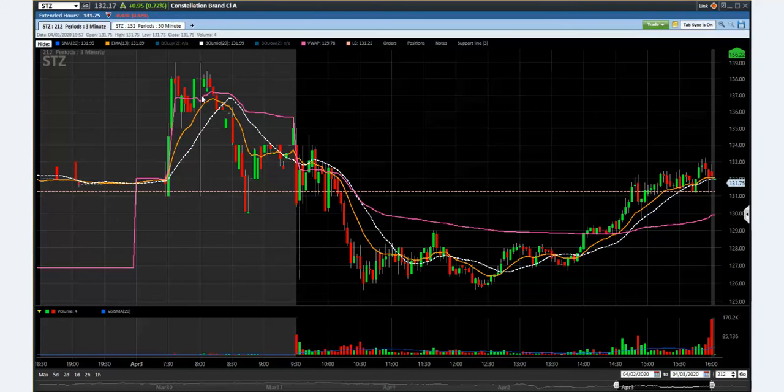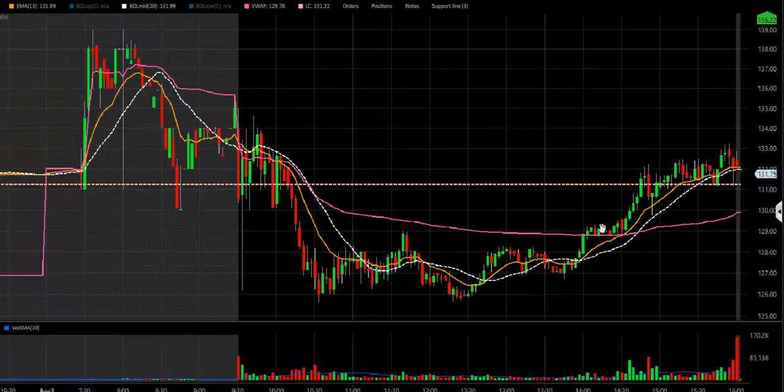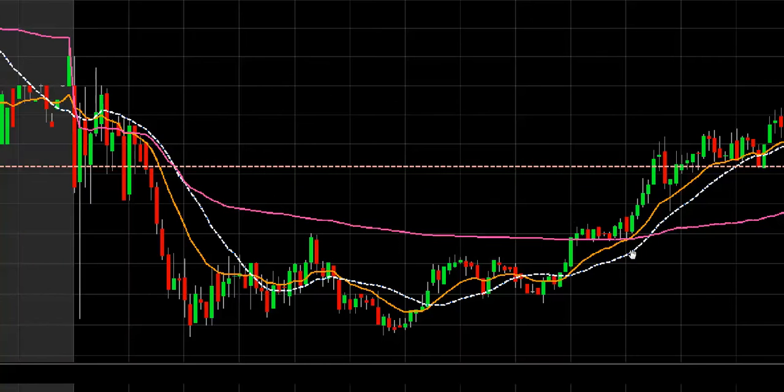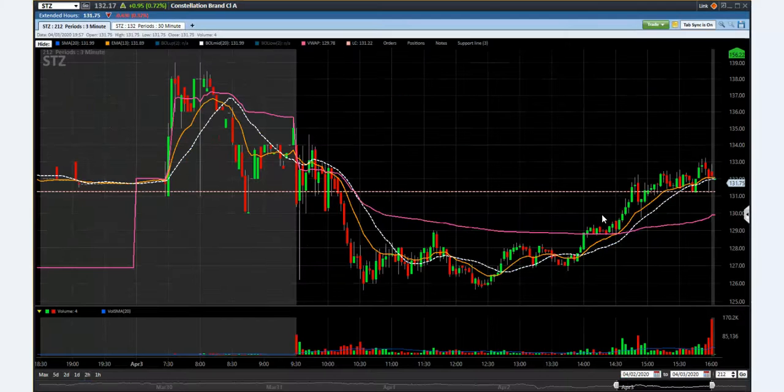So this is STZ, Constellation Brands. This is a 3-minute chart, an intraday chart of Constellation Brands. This is where we're going to be focusing our trade, the bull flag here. This is where the bull flag is. I don't recommend trading against a trend, but I'll explain this to you.